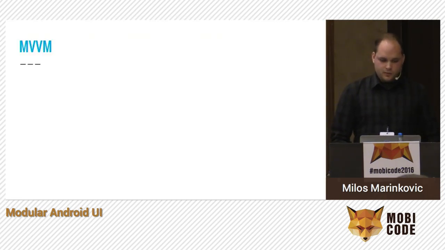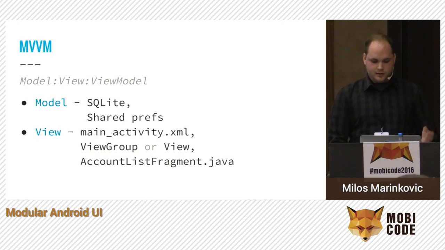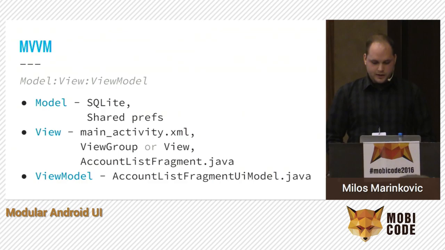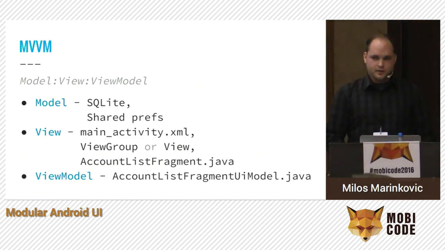Then we found out that we could maybe do MVVM, where we again kept the model the same, and in the view layer we put obviously the layout. We also put views and view groups there, and we put the fragments in the view layer, and in the model layer we had this thing called account list fragment UI model, which was weird for us. An average app has maybe 10-20 screens, we have over 70. So it's a big deal when, every time we create a part of UI, we have to create a model for it. And every sub part would have its own model. So it grows exponentially, and it was awful.